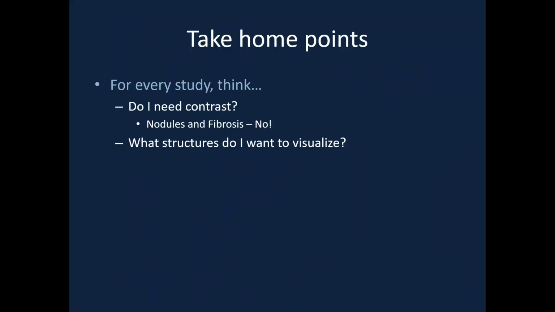So I think the take-home points are, for every study, think about, do I need contrast? And if you're looking for nodules or fibrosis, the answer is no. And then what structures do I want to visualize? Do I want my contrast in the pulmonary arteries or in the thoracic aorta?